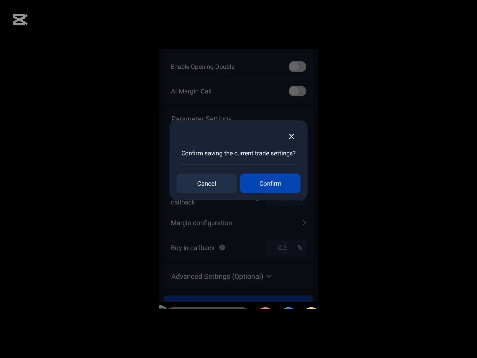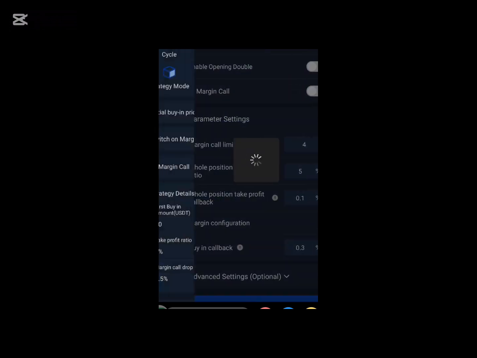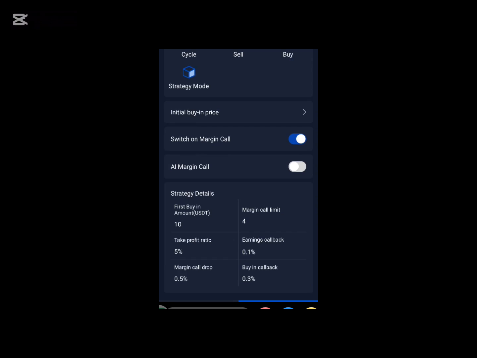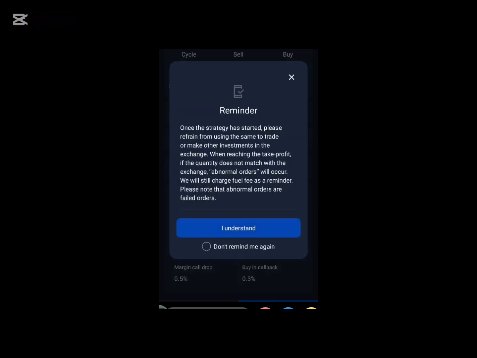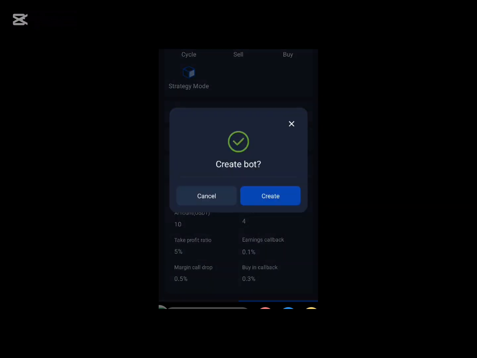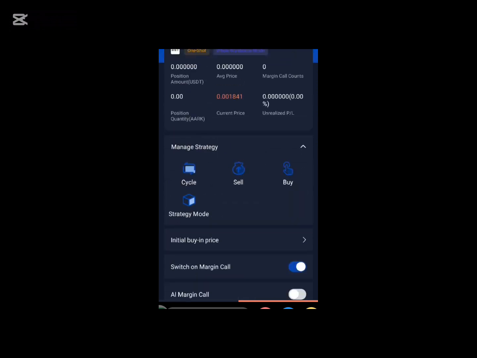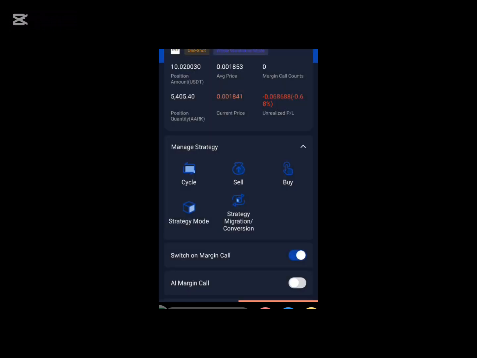So after you have done that, click on save. $10 first buy amount. You want to activate the robot when the trade has started. The trade has started. The robot will soon buy now. The trade has started and produces $10.